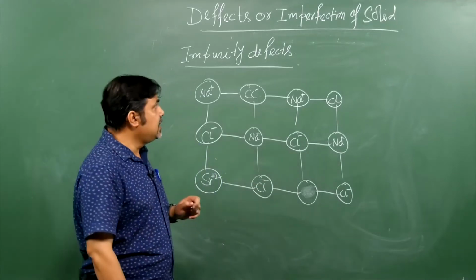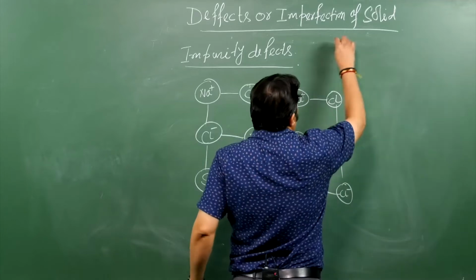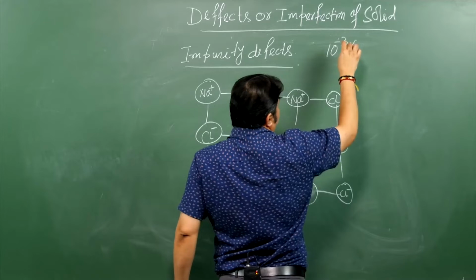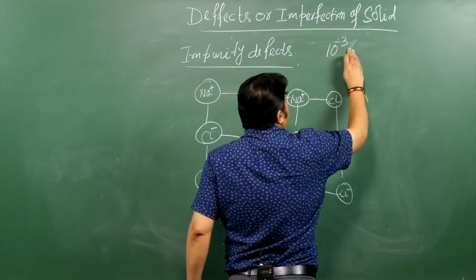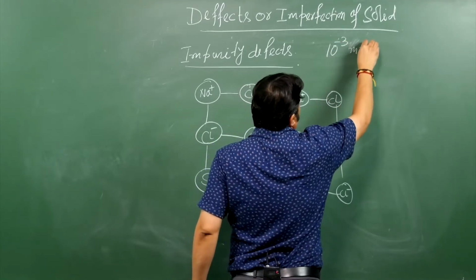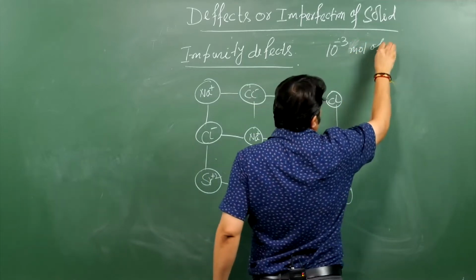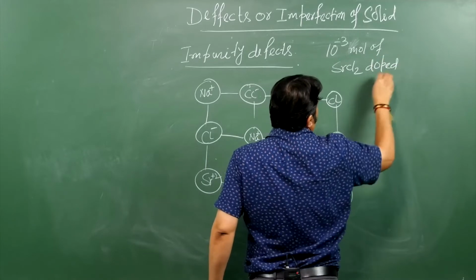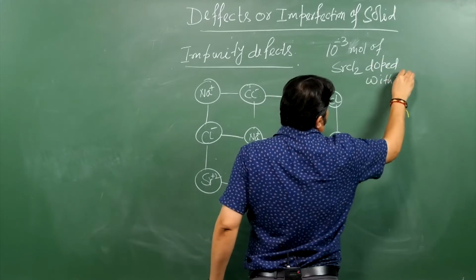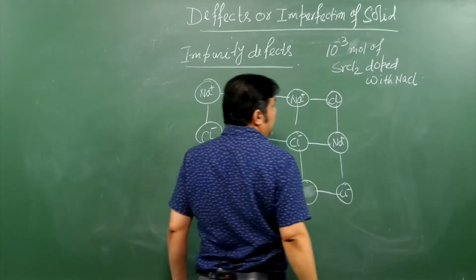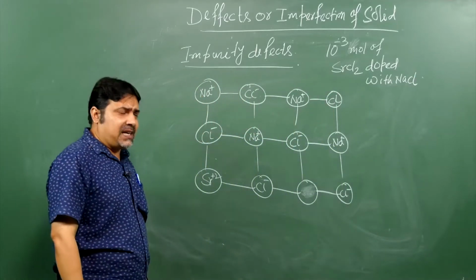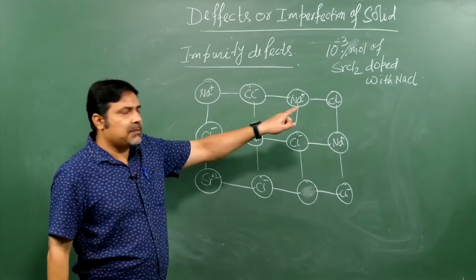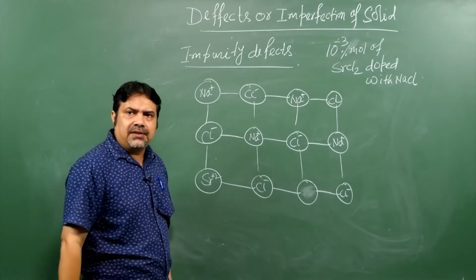So that is why they can give a question like this: 10 to the power minus 3 moles of strontium chloride doped with NaCl. Or they can give you a mole percent, say 10 to the power minus 3 mole percent strontium chloride doped with NaCl. How many cationic vacancies will be created?